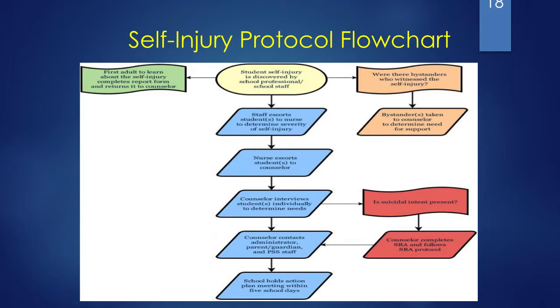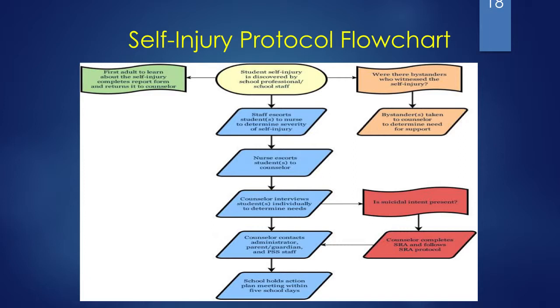This flowchart summarizes the steps outlined in the protocol. When self-injury is discovered, the student or students are taken to the nurse so the injuries can be examined. The adult who first learns about the self-injury completes the report form and returns it to the counselor. If there are any known bystanders, they are referred to the counselor to determine their needs.